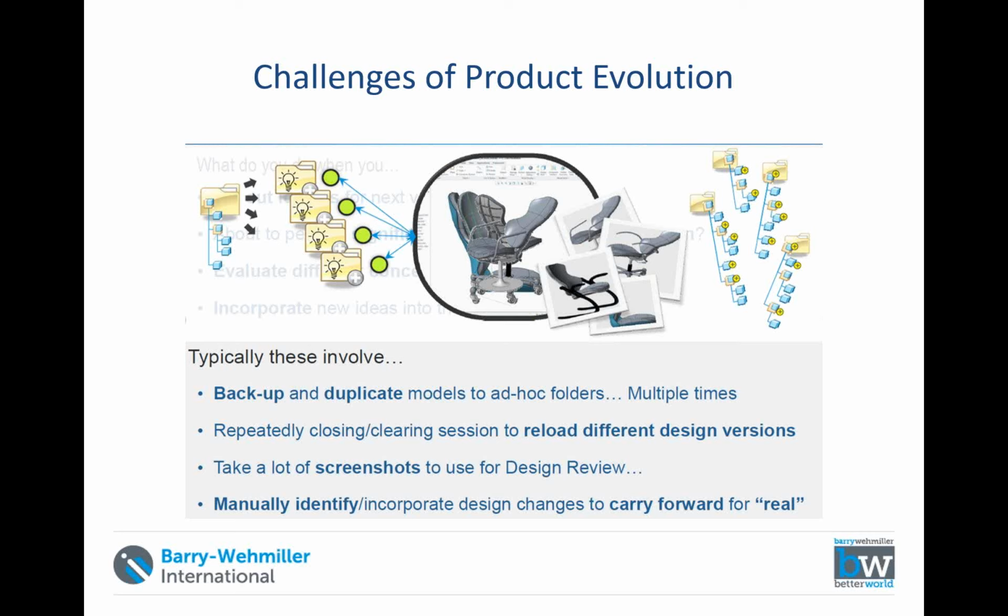After all these steps, you end up with multiple duplicates in different locations. Each has different iterations, and now you need to figure out manually how to get the right variations back into the real models and what goes where.